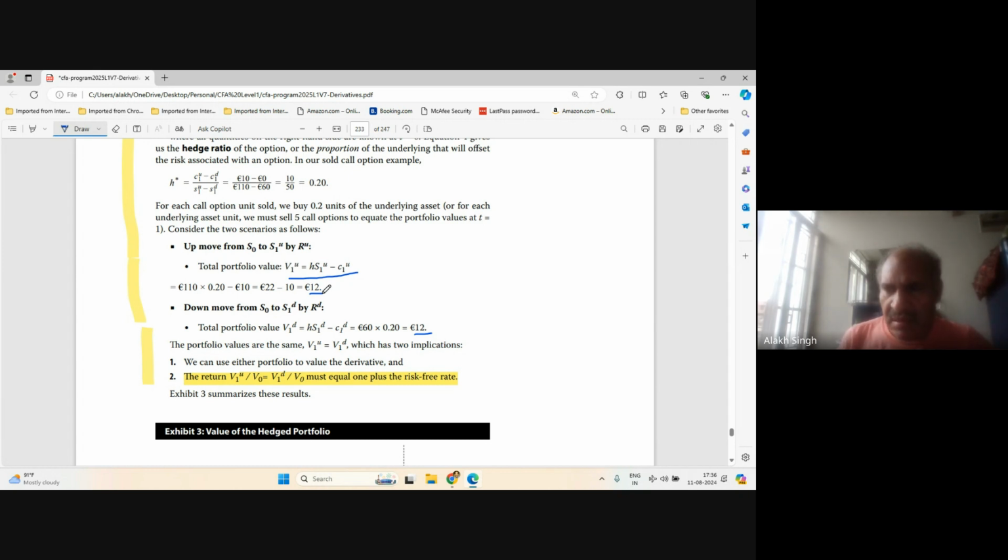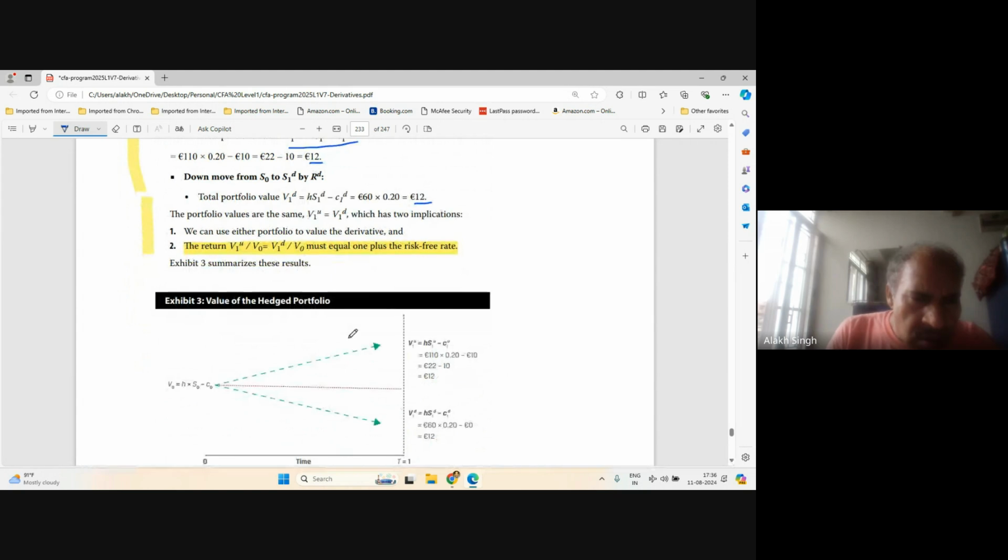That's the advantage of calculating the H, the risk neutral hedge ratio. We are now safe from risk, whether the portfolio goes up or down, we don't care. We will get 12. Now, what will be the value today? Let's go down. The portfolio value is the same, and we can use either portfolio value to value the derivative. It means we will use these values to calculate our C0 today.